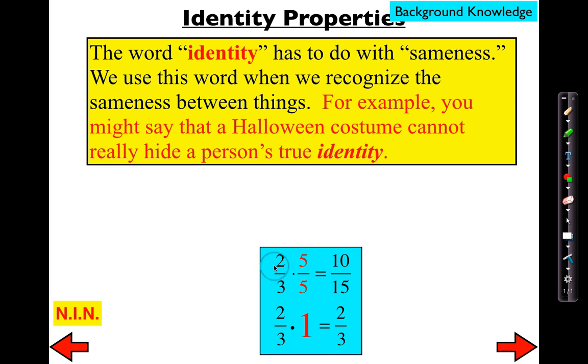So here, like I said, multiplying a number by 1 doesn't change it. A 2/3 still remains a 2/3. Here, multiplying 2/3 by 5/5, which by the way is 1, becomes 10/15. You may think it looks different, but if I were to reduce this, guess what? It gets back to 2/3. So is it truly different? No, it's not covering its true identity.